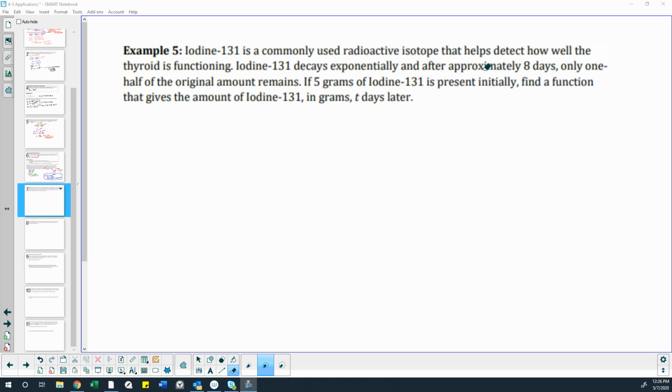If 5 grams of iodine-131 is present initially, find a function that gives the amount of iodine-131 in grams t days later. Okay, so we're looking at t in days. We're looking at amounts in grams. We're looking at 5 grams initially. We're looking at 8 days. Half is left. That's called its half-life.